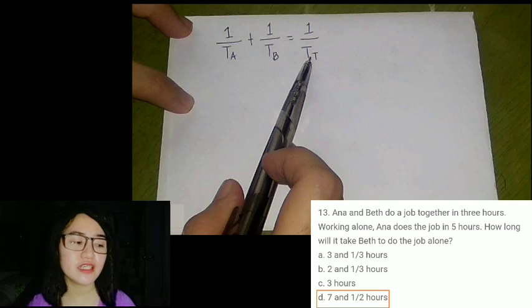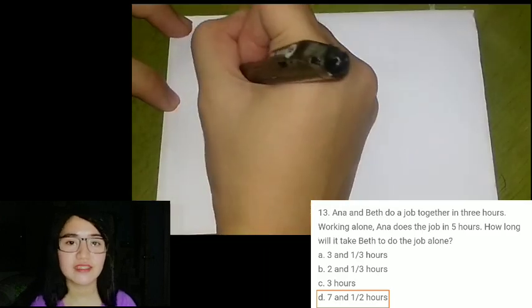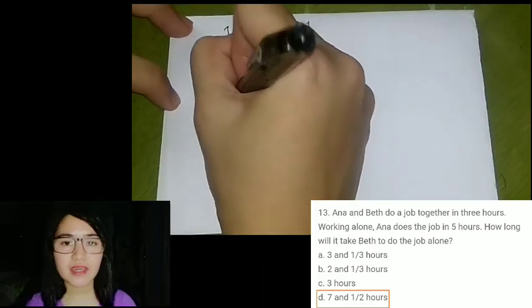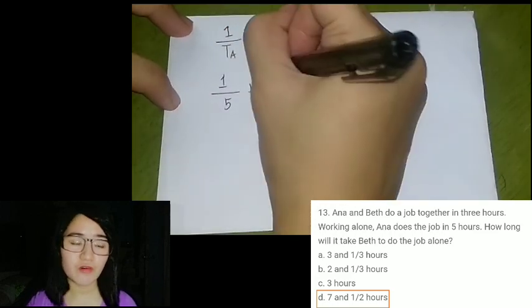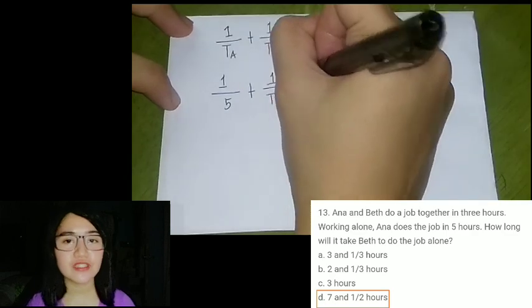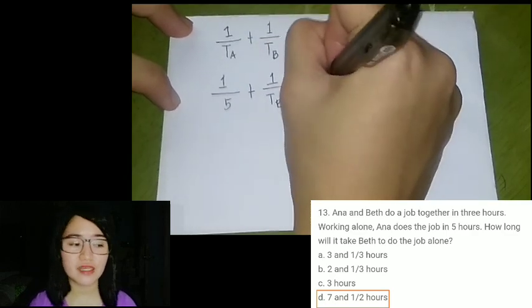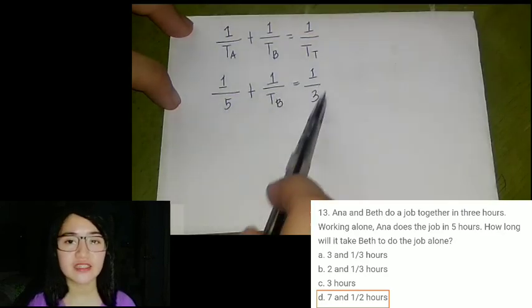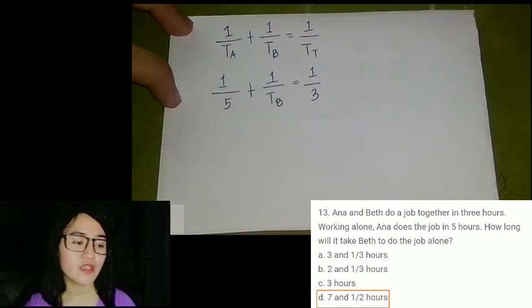So, sabihin natin na yung t sub a is yung time ni Anna, and then yung t sub b yung kay Beth, and then yung t sub t pag pareha silang nagtatrabaho. So, i-substitute lang natin. Yung t sub a magiging 5 since 5 hours yung nakoconsume ni Anna pag mag-isa lang siya. So, 1 over 5 plus 1 over t sub b kasi ayun yung nawawala sa problem, yung rate ni Beth. And then, 1 over 3 since 3 hours kapag pareha sila nagtatrabaho.